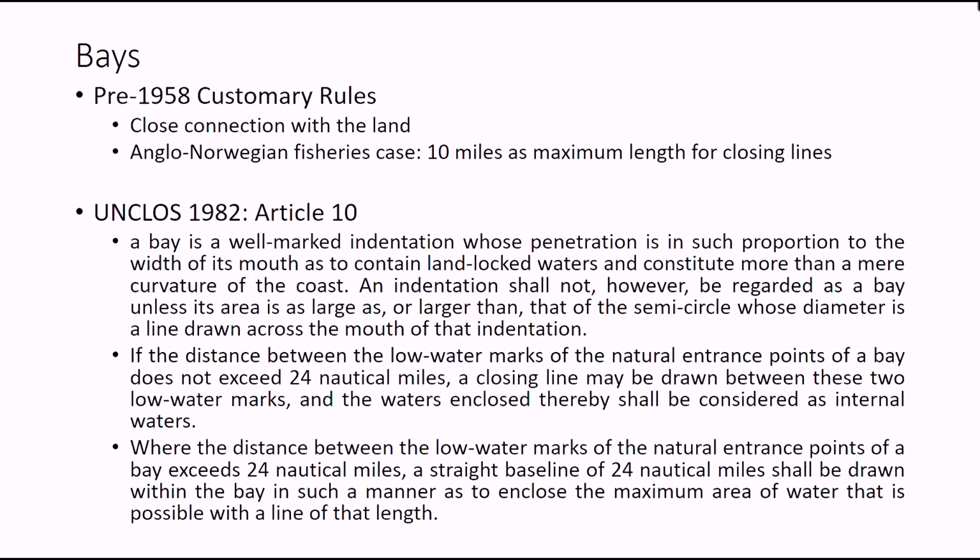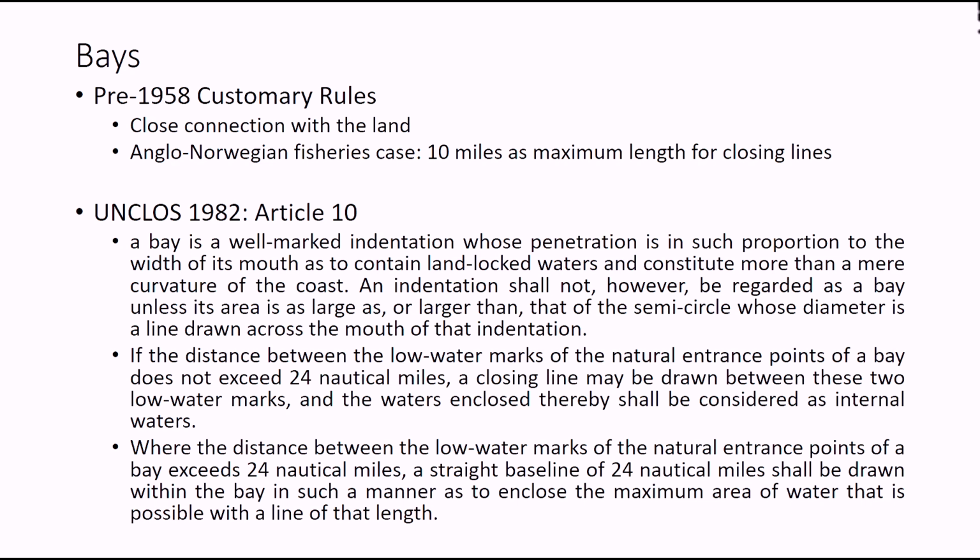Let us first talk about bays. If you look at bays, pre-1958 there are certain customary rules, and it says that there has to be close connection with the land. So, to claim a particular area of sea to be a bay, it must have a close connection with the land. Secondly, we have the Anglo-Norwegian Fisheries case, wherein 10 miles as maximum length was declared to be the closing lines.